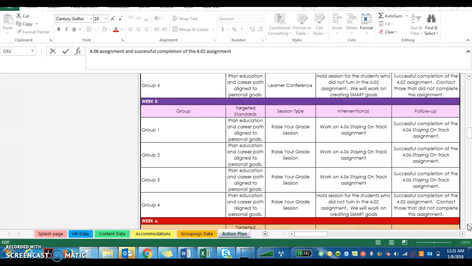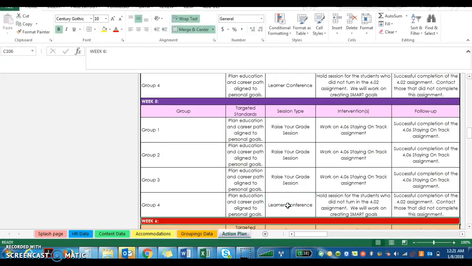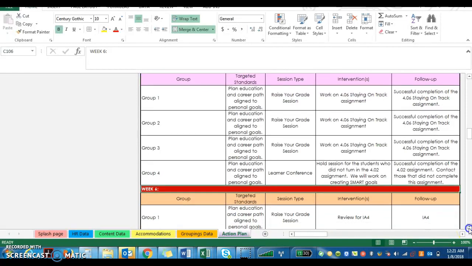In week 5, we're going to be working on the 4.06 Raise Staying on Track assignment. I'm going to do that with Groups 1 through 3. And then we're going to hold sessions, learner conferences, for the students who did not turn in the 4.02 assignment. We're going to work on creating SMART goals. And then the successful completion of the 4.02 assignment and the 4.06 is going to be my assessment for them, and I'm going to contact those who have not completed that assignment.